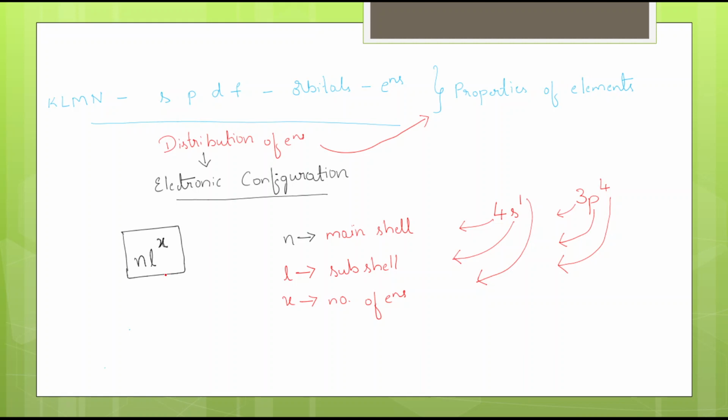Then how to write this electronic configuration? How to fill the electrons in the orbitals? How to write them in the form of subshells, in the nlx form? That we are going to study in our next class.